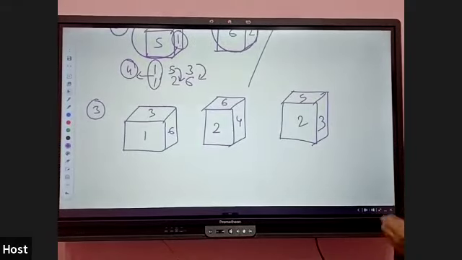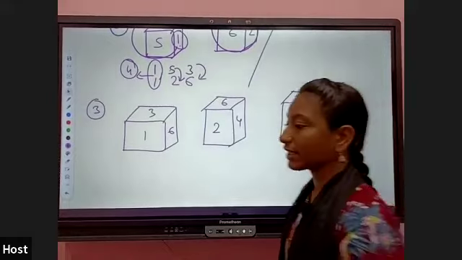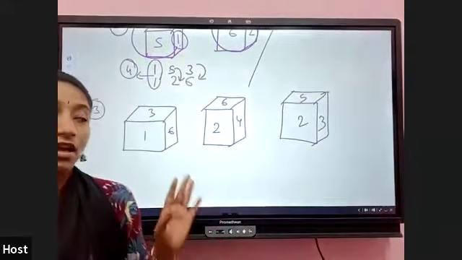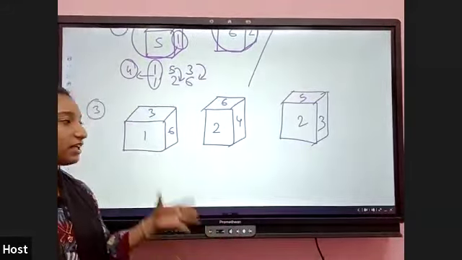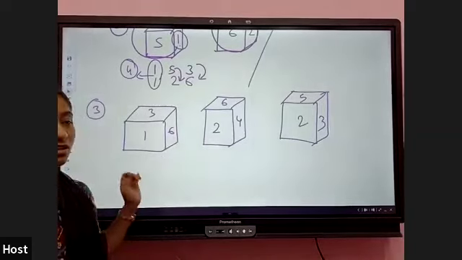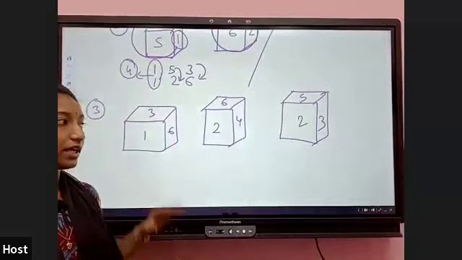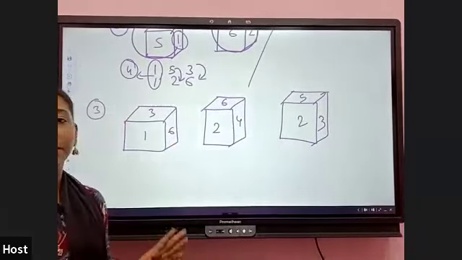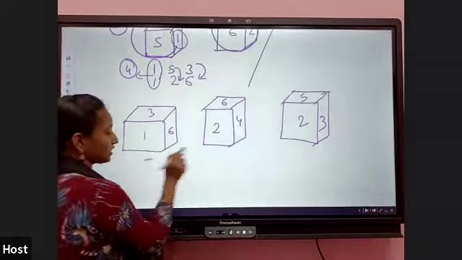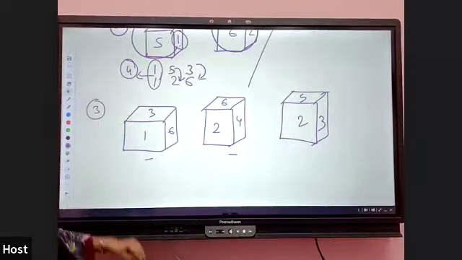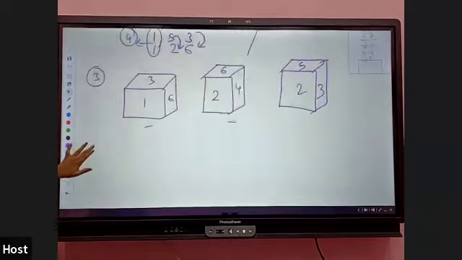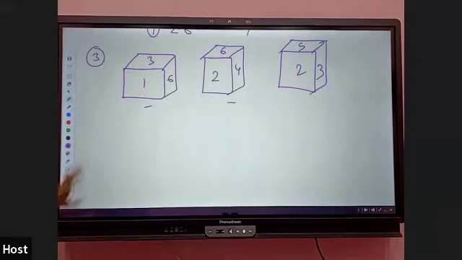So when 3 dice are given, it is your choice to take any 2 of the dice. There is no particular rule about taking the first 2 dice, the last 2 dice, or the first and last dice. In 3 dice, you can select any 2 dice. So I am selecting the first one and the second one. Whichever 2 dice you select, the same numbers will come.